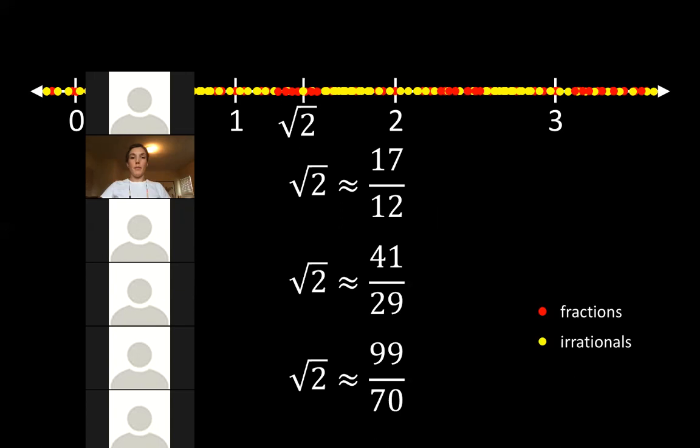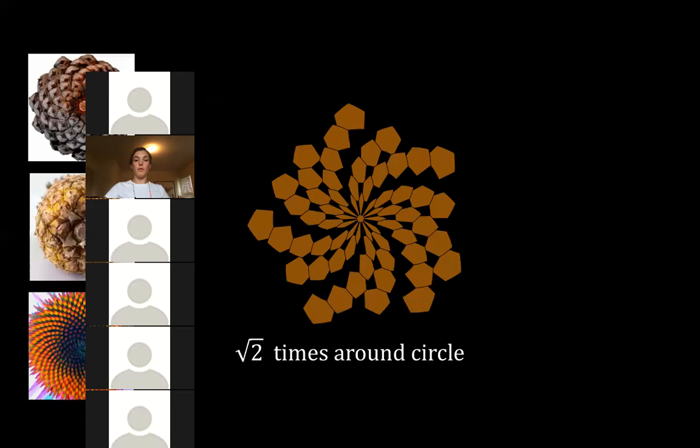And the square root of 2 is there, it's about 1.4. And you can see that it's in kind of a red neighborhood of the number line. There are a lot of fractions nearby. So you can really get close approximations to the square root of 2. So it's very close to 17 twelfths. It's very close to 41 29ths. It's very close to 99 70ths. So you can keep getting closer and closer approximations by using bigger denominators. But whatever you do, you're going to have a fraction very close to the square root of 2.